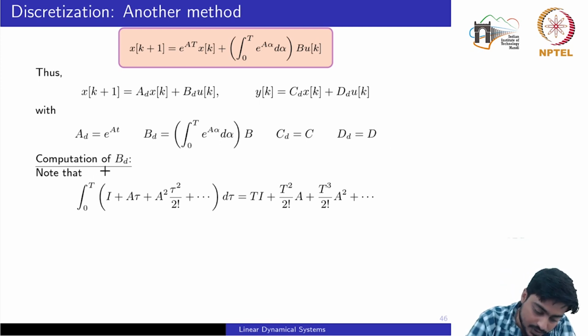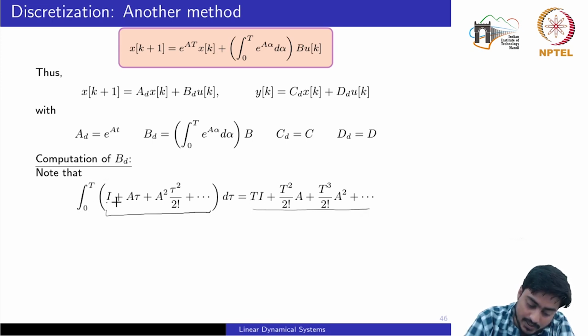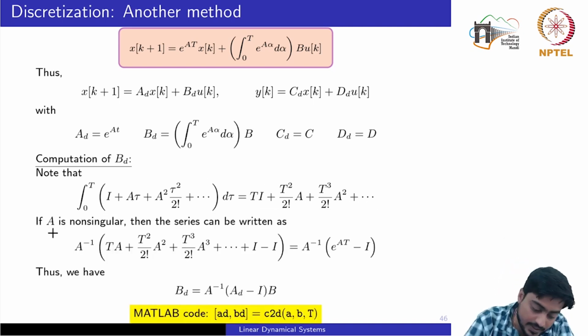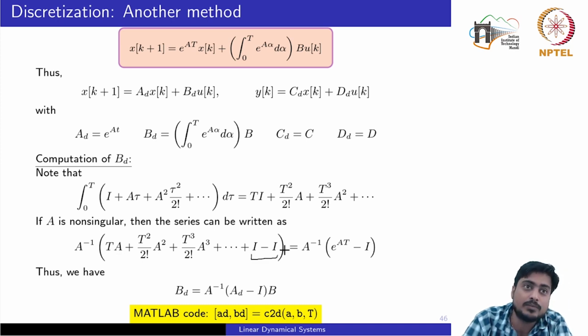First of all, for the computation of BD, note that if I take this series and take the integral of this series from 0 to T, I can write the first term as T, then A T square by 2 factorial, and similarly the rest. Now if A is non-singular, then this series can be written as I multiplied by A inverse. Since T is a scalar, I can commute. At the end, I do the addition and subtraction of the identity matrix of appropriate dimension.